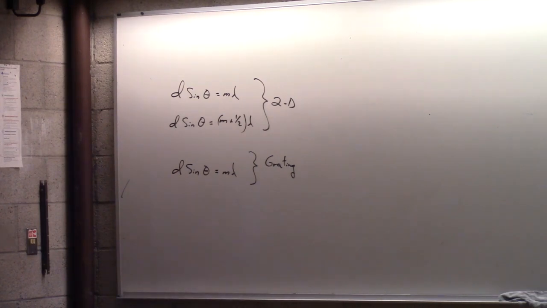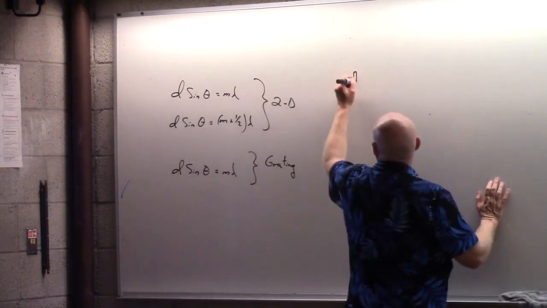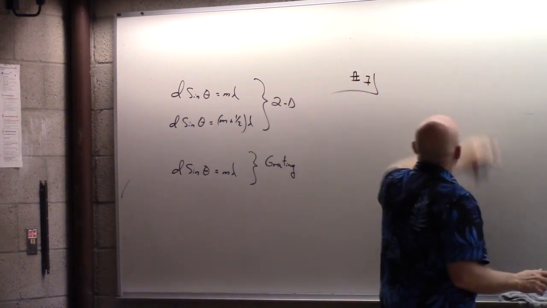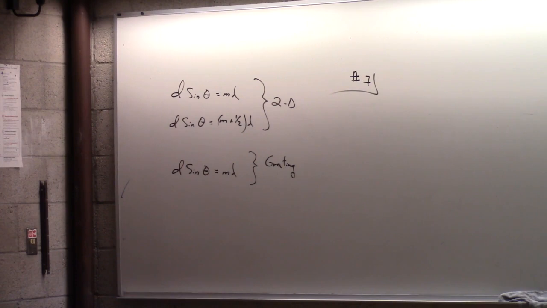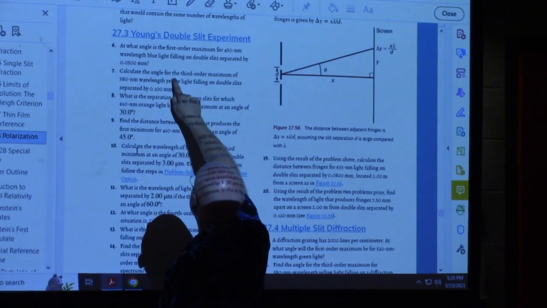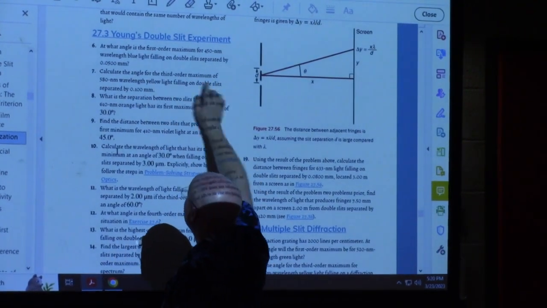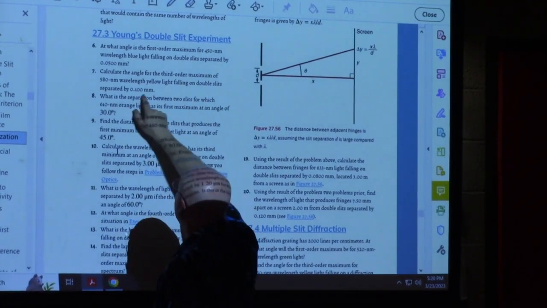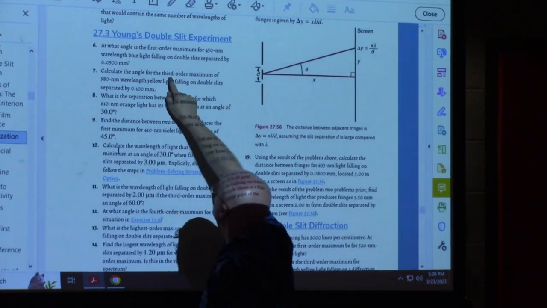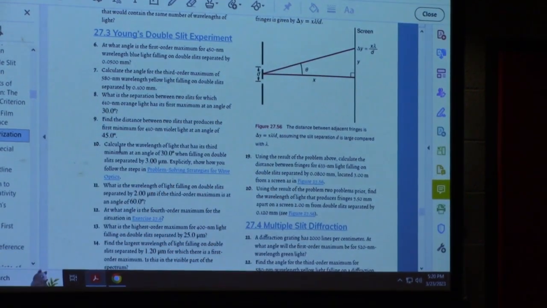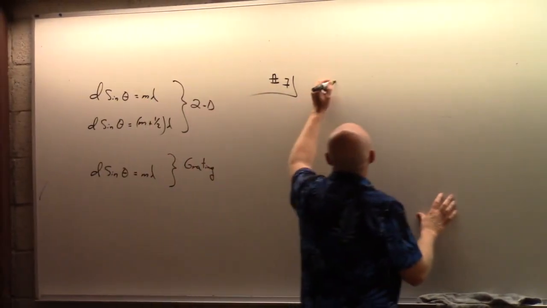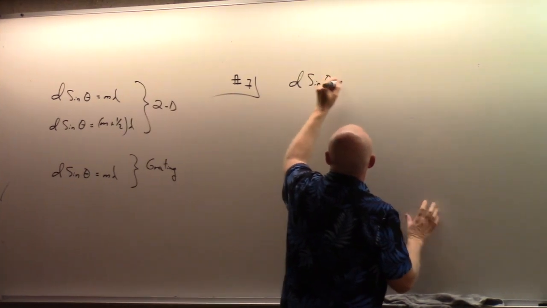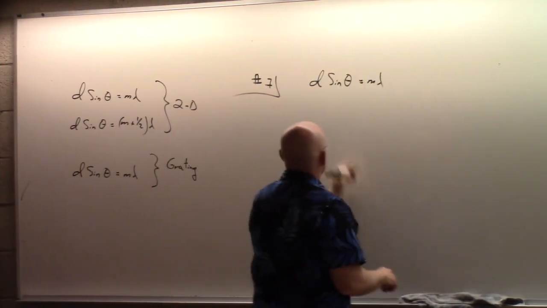Okay, so I'm going to go ahead here and put number 7, and let me grab my calculator here and look at number 7. Number 7 says calculate the angle for the third order maximum of a 580 nanometer wavelength of yellow light falling on a double slit. Now, notice they say third order maximum. So I'm going to come over here and grab the equation that works for the double slit, the one that gives me maximums.